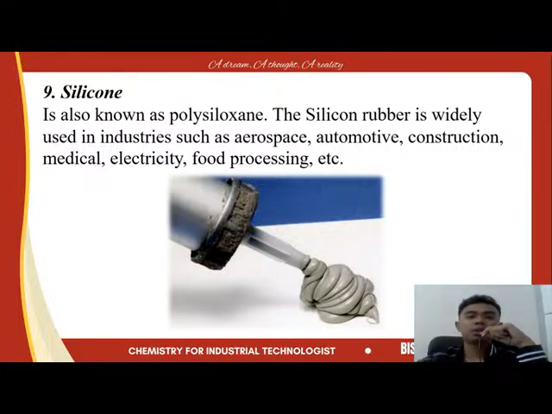Our family actually has a business of glass aluminum installation, and my father commonly used silicone in order to seal the glass.